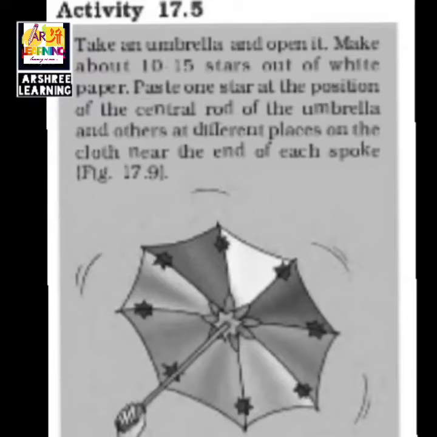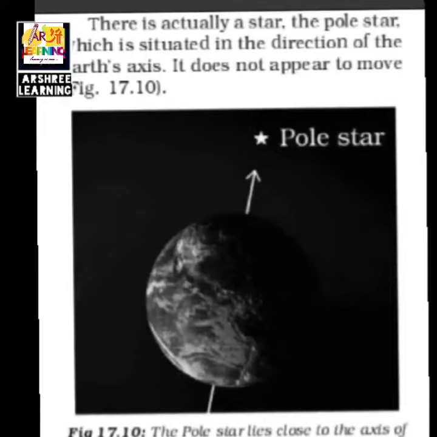The handle which we hold, the handle of the umbrella, is fixed. That is the axis around which the stars are rotating. The rotation of the stars is relative to the rotation of the earth. There is actually a star, the pole star, which is situated in the direction of the earth's axis. All of us know that the earth's axis passes through the north and south pole of the earth. The pole star is located just above the earth's axis.